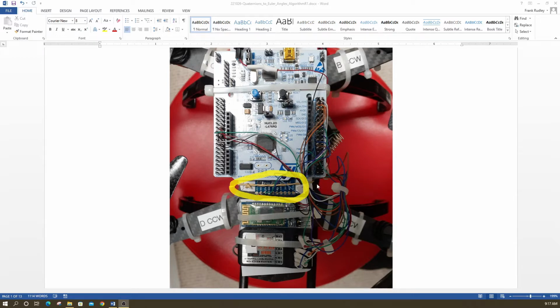So I have some other sensors here. I have a Bluetooth module here to be able to talk to this, and I also have a radio control receiver that I use to be able to control this using a standard radio control transmitter. So this is the receiver.